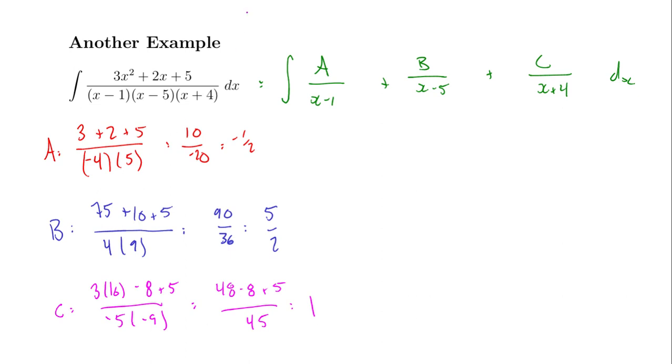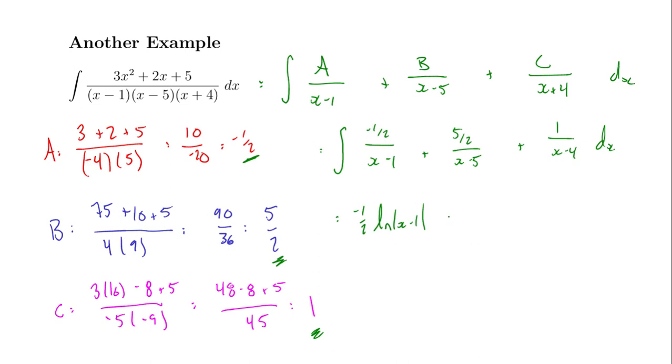All right, so this is just my work doing that Heaviside cover-up method, right? Follow through that if you didn't get these three coefficients. But now what we can do is just write our integral as -1/2 over x minus 1 plus 5/2 over x minus 5 plus 1 over x plus 4 dx. And each of these is just a quick little u substitution away from a logarithm.